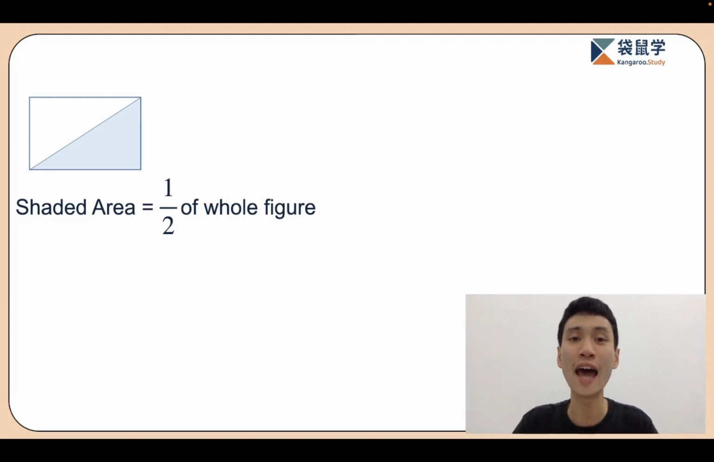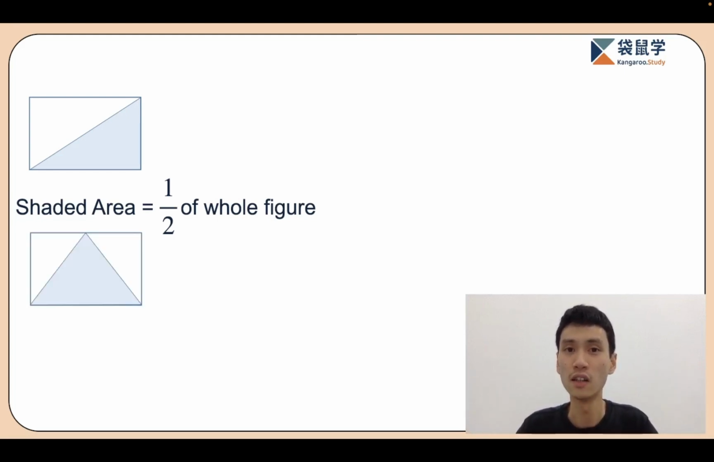Now let's try an even more difficult example. In this rectangle, what is the relationship between this shaded area and the two unshaded areas? If you said that they are the same, then you are absolutely correct. Now, how do you know that the shaded area and the unshaded areas are the same?